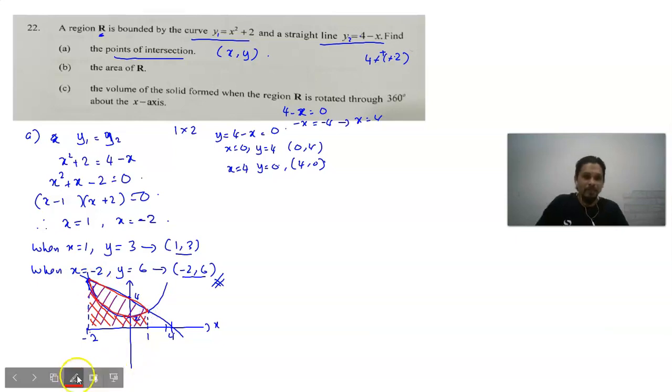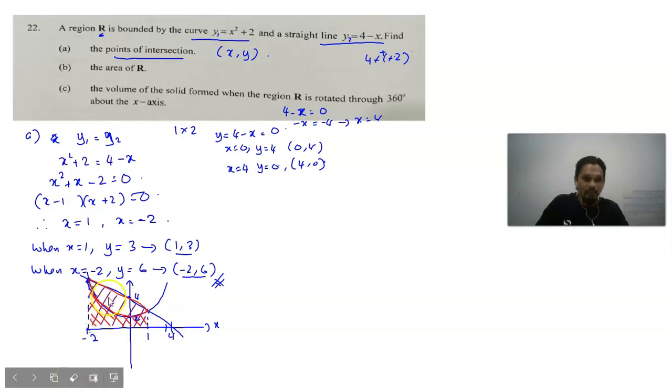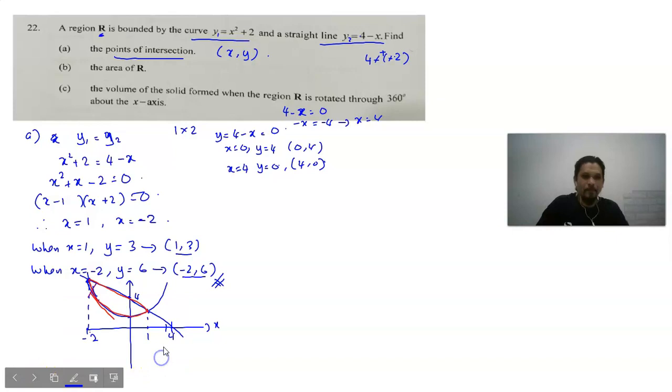Never mind. From my explanation, you can see the area that we want, so I can make that clear again. So this is the area.